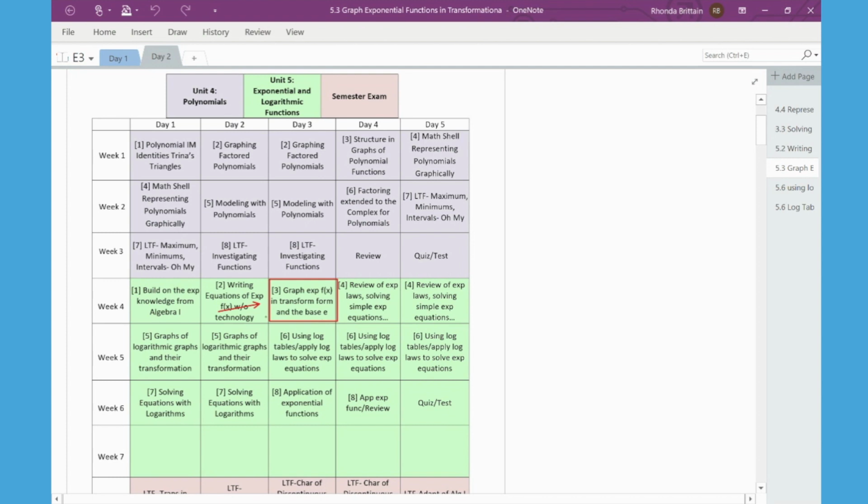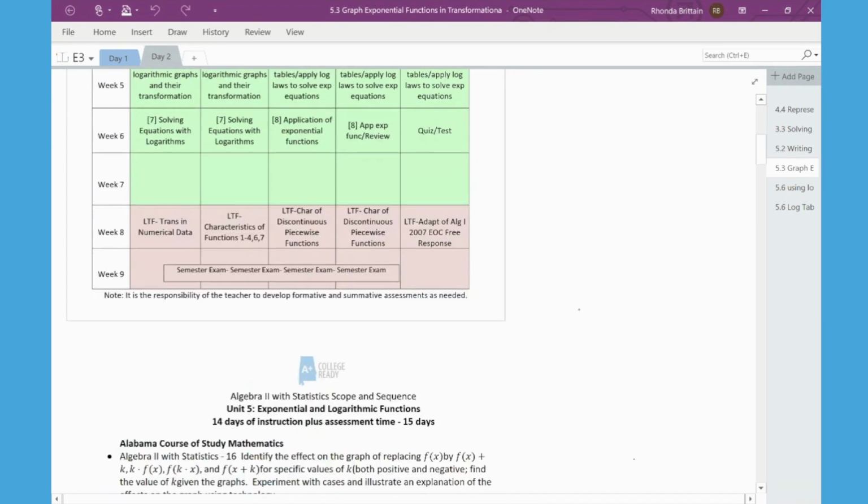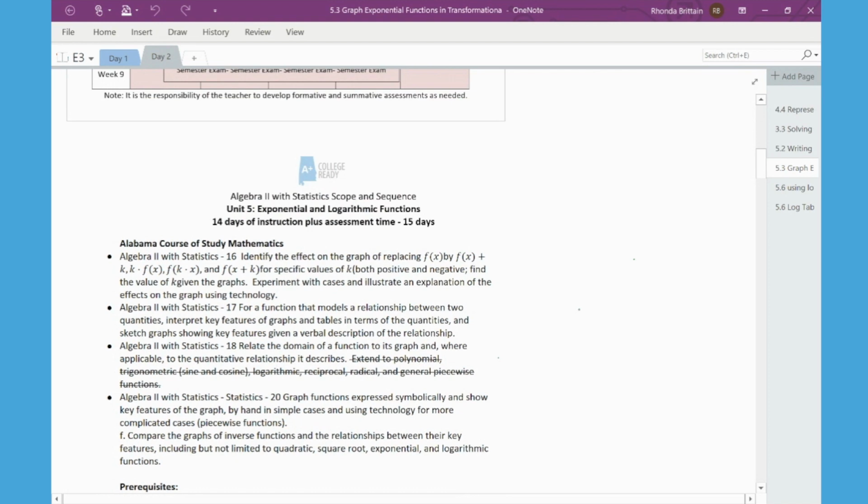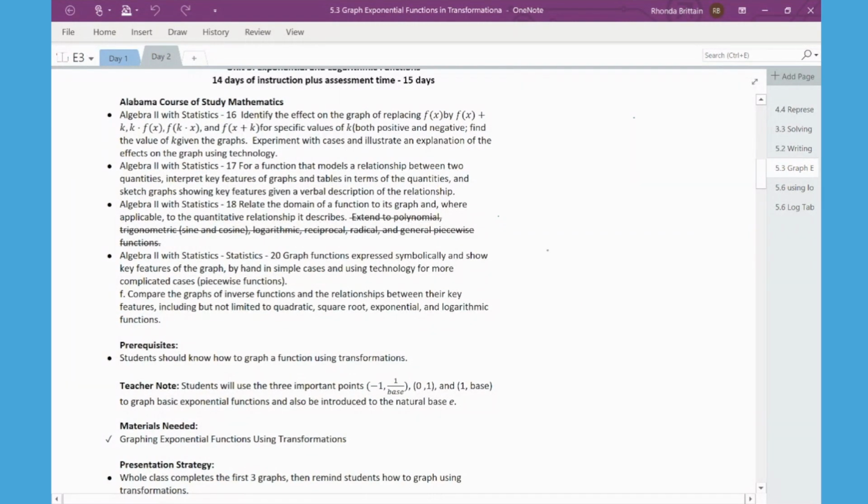So students will have already been introduced to exponential functions in Algebra 1 and also in the first 2 days of this unit. Looking at the scope and sequence, we can see the standards that this will cover. It is standard 16, standard 17, standard 18, and standard 20. And most of these deal with the functions, the key features of those functions, and transformations.